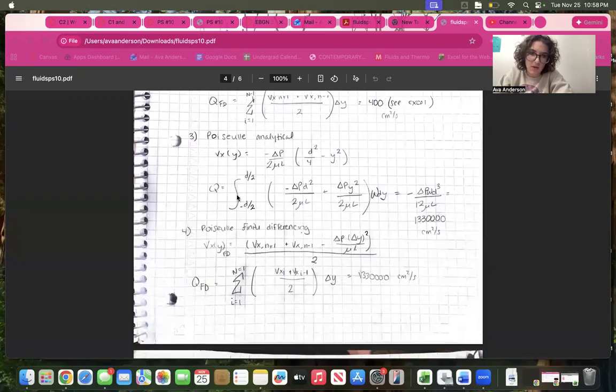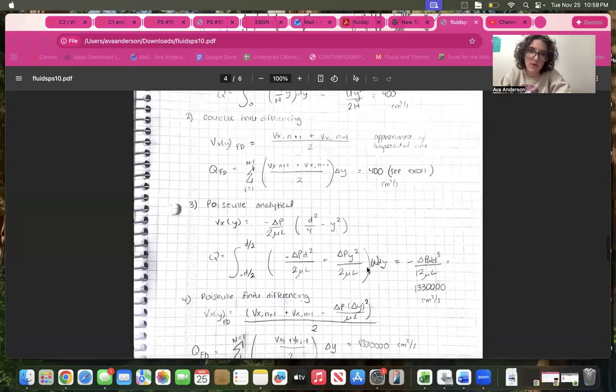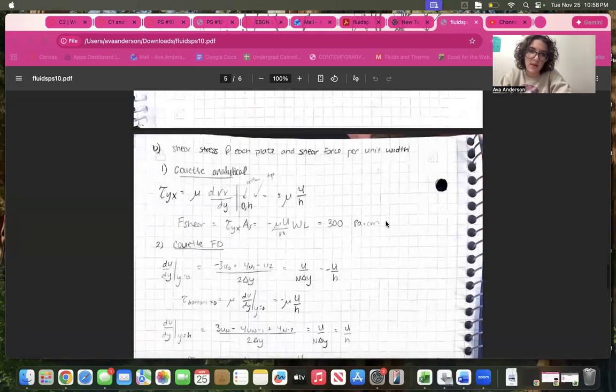Poiseuille, same thing, solving for Q, except your boundary conditions are different, and obviously your velocity equation is different, but with your boundary conditions of plus or minus d divided by 2, you can get this number. You get the exact same number for the finite differencing, just doing a sum of rectangles.